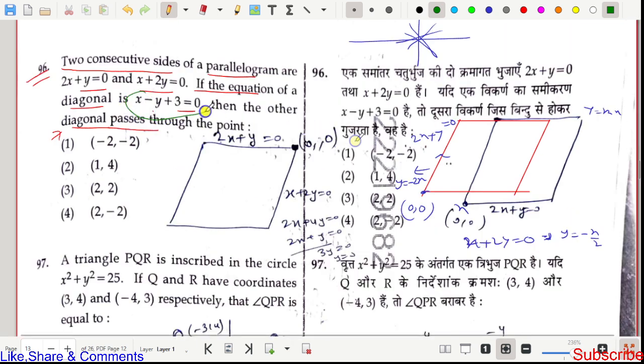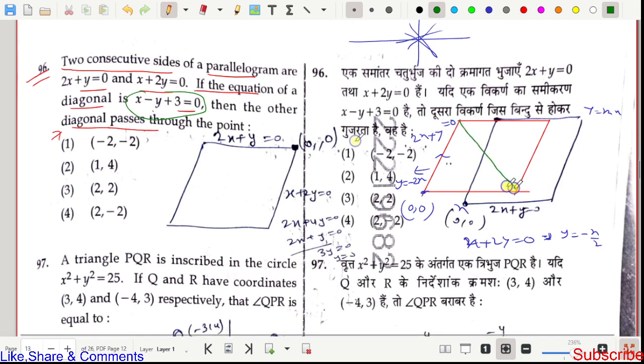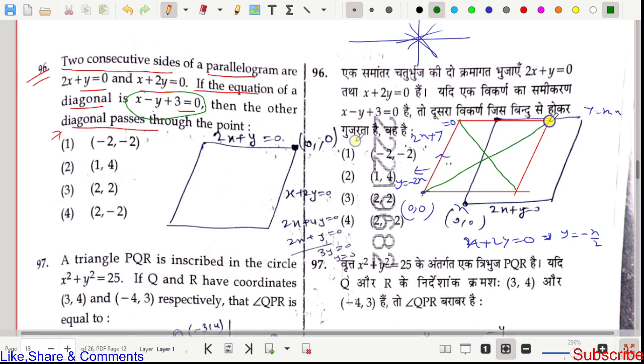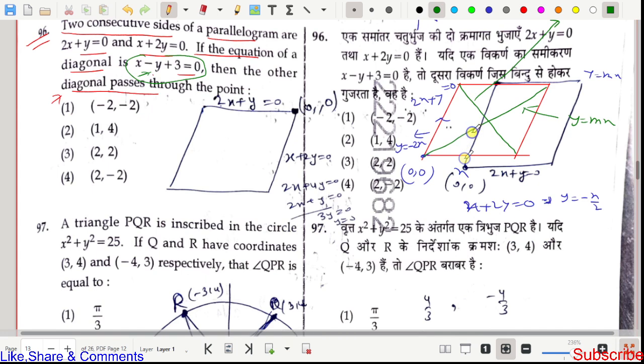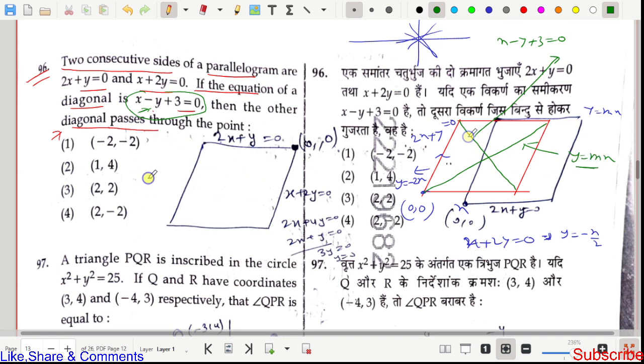Now one diagonal is x minus y plus 3. You know there are two diagonals, one is this and another is this diagonal. Now this diagonal obviously passes through the origin, no? Since it passes through the origin, it will be in the form of y equals to mx. And obviously the equation of the second diagonal is given. This one is the second diagonal, so we are writing up here x minus y plus 3 equals to 0. I hope it's clear to you. Now we need to find the equation of this y equals to mx line. Then we can say which option will be correct.